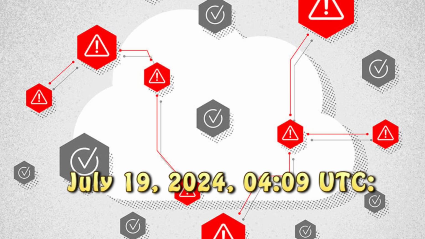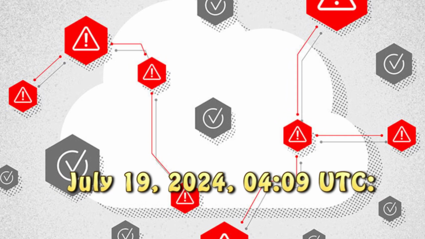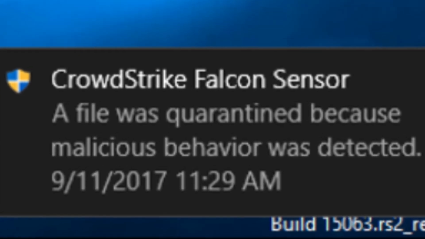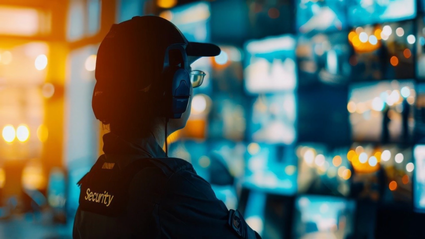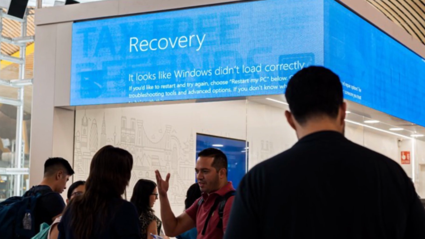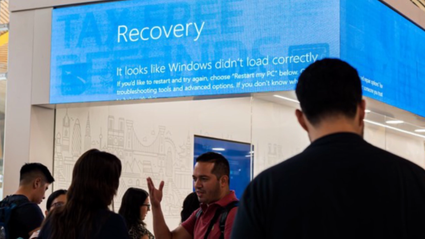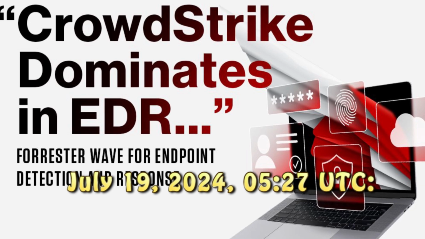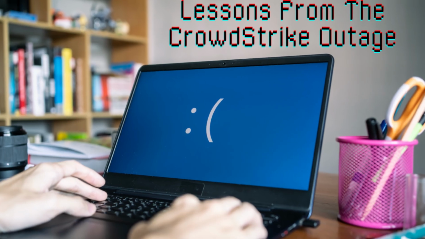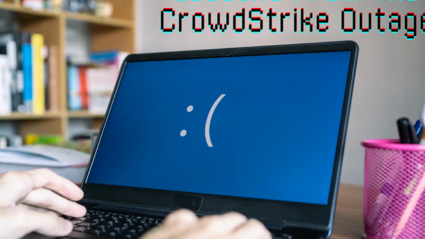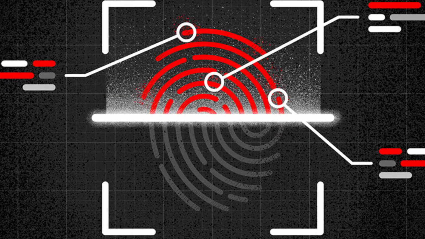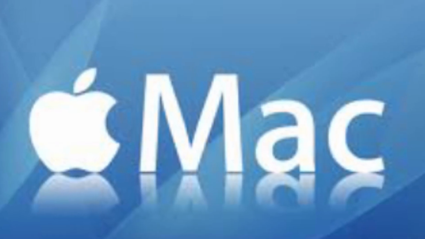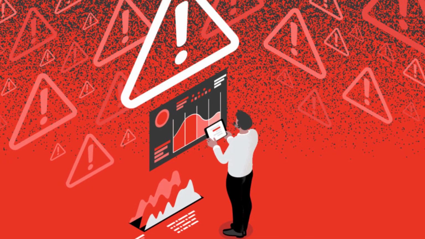July 19, 2024, 4:09 UTC: CrowdStrike released a sensor configuration update, channel file 291, to Windows systems as part of their ongoing operations. This update triggered a logic error that caused system crashes on impacted machines. July 19, 2024, 5:27 UTC: CrowdStrike identified the issue and reverted the changes, but by then many systems had already been affected. The update impacted Windows 10 and later versions, but did not affect Mac and Linux systems, which also happen to have an inherently different kernel architecture.